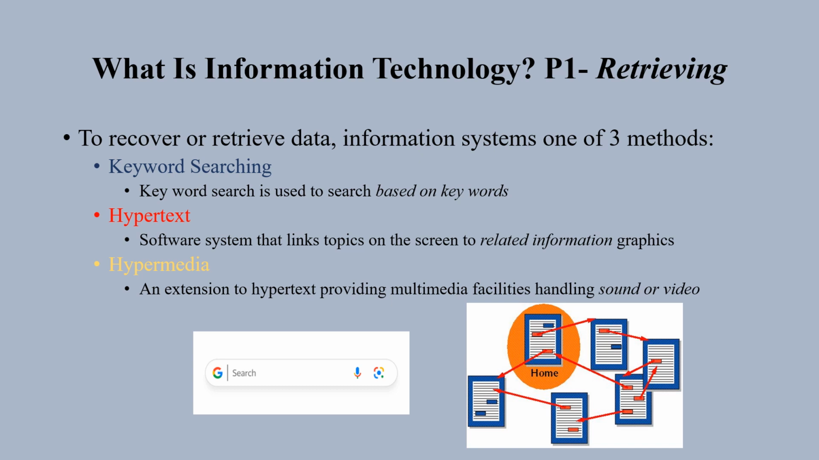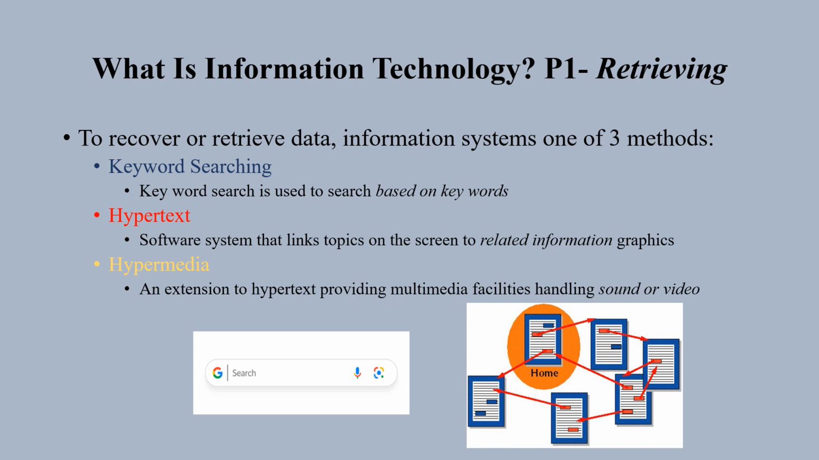So when you're reading an online article and one of the words is purple and the rest are black, you click the word and it directs you to another page, that's hypertext. If it directs you to a video or something with sound, that's hypermedia. It's an extension to hypertext, providing multimedia facilities handling sound or video.